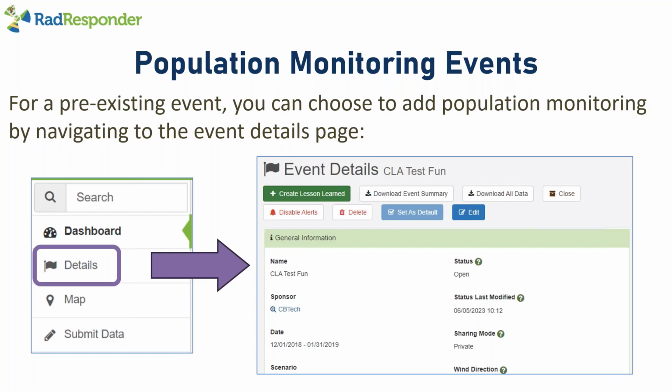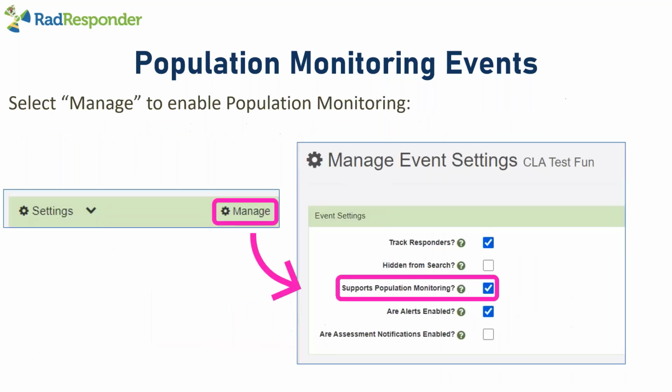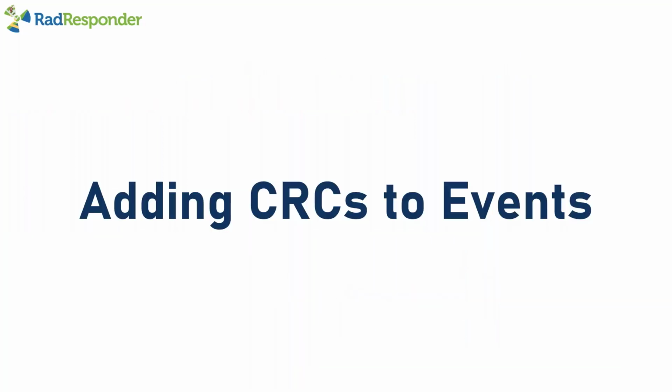Now, if you had a pre-existing event, but you want to enable population monitoring, you'll simply just need to navigate to that event space, open up the details of that event. You'll want to scroll down to the event settings table. If it says no for supports population monitoring, you'll want to select that manage option and then check the supports population monitoring setting. You'll save that and your event now has population monitoring enabled.